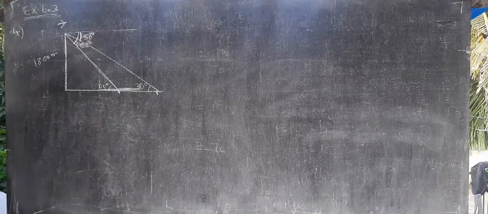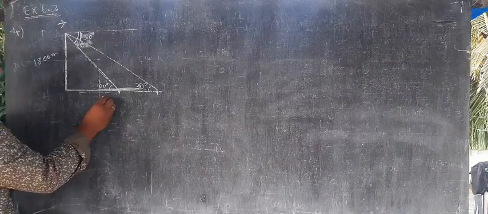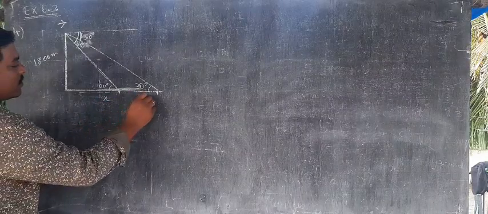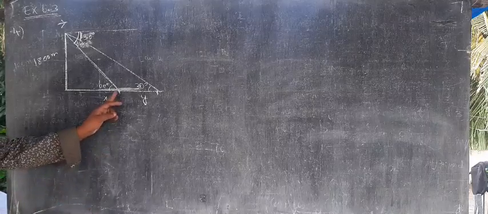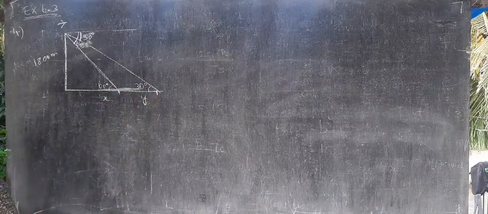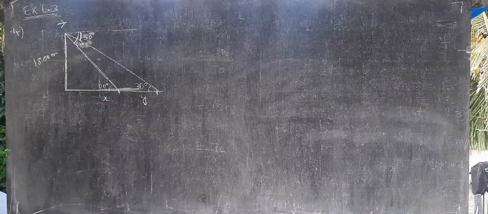We need to find the distance between the two boats. One boat will be here, I take the distance as x. One boat at distance y. So from here to here we need to find the distance between the two boats.